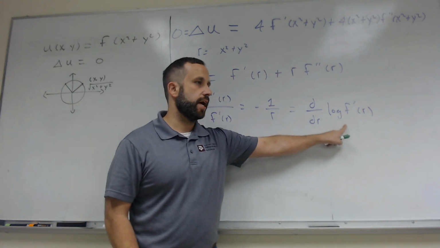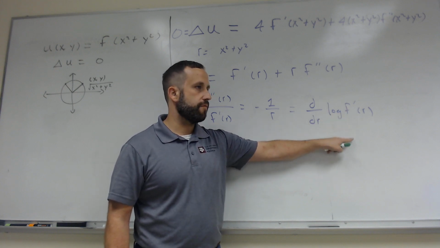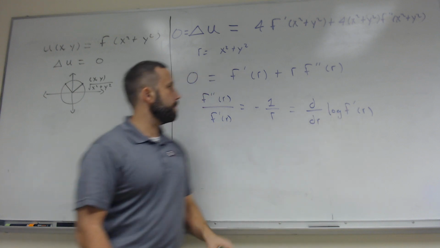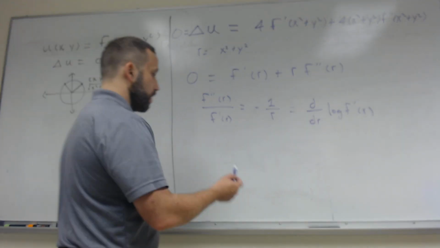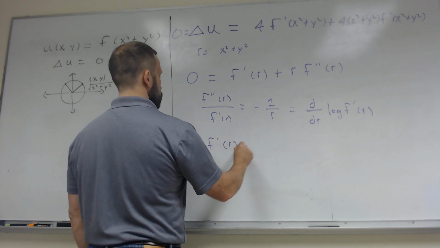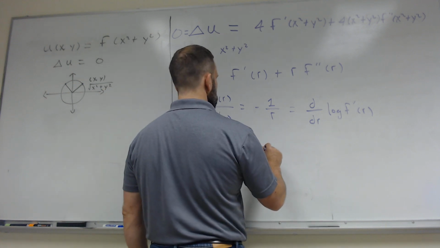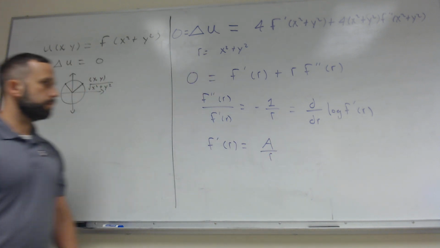Okay, so why is that? Well, if I look at this and I do the derivative using chain rule, I'm going to get 1 over f prime times f double prime, which is exactly what I have here. Now I can solve this equation for f prime of r, and it gives me f prime of r is going to be equal to some constant divided by r.